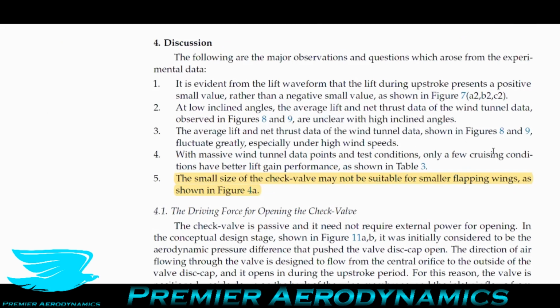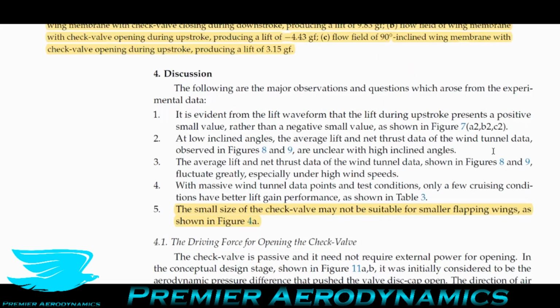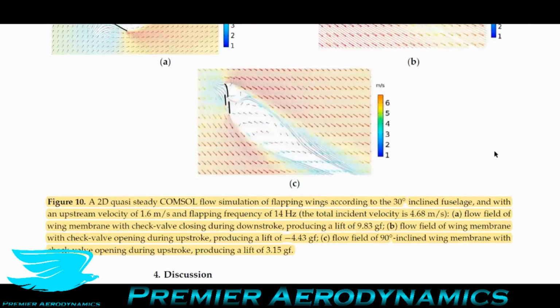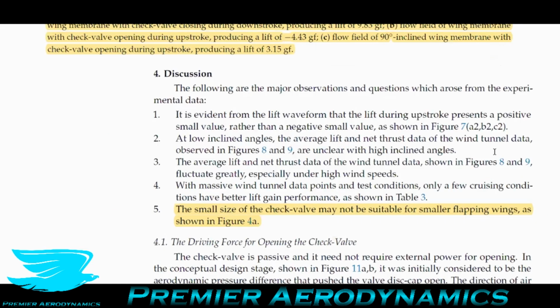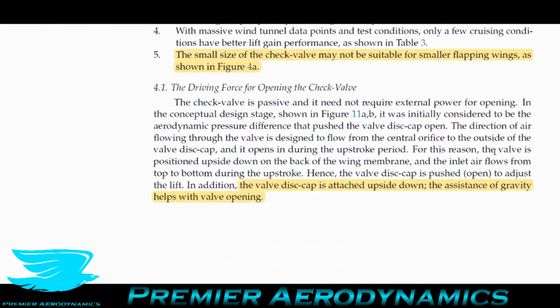They say that the small size of the check valve may not be suitable for smaller flapping wings, so that's one possibility. You may need to just have, I guess, even smaller check valves. I don't know. I imagine you could just get a small check valve and it would still give a similar sort of result.